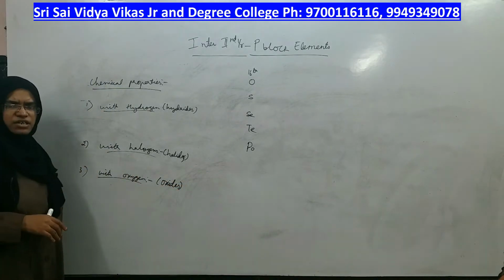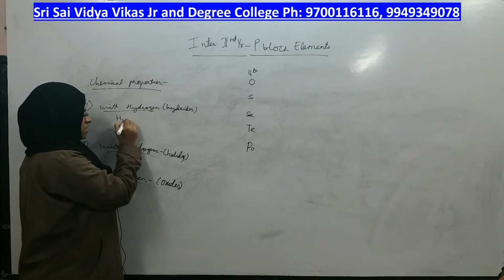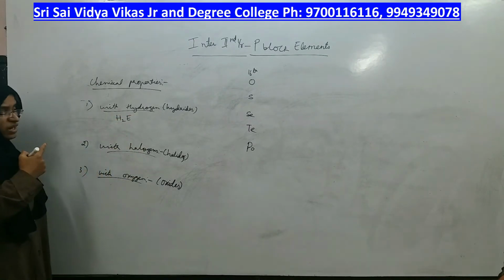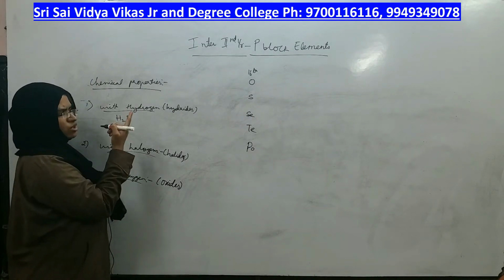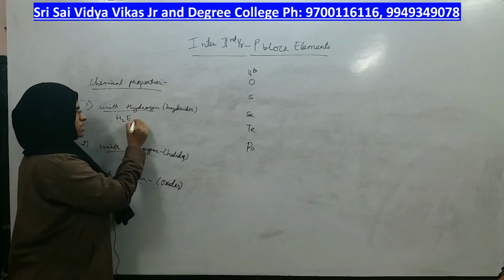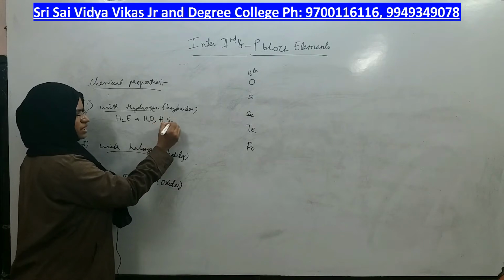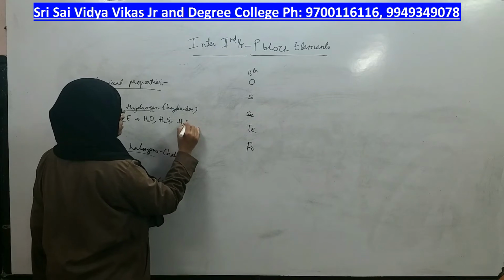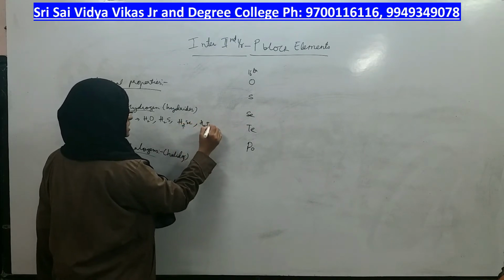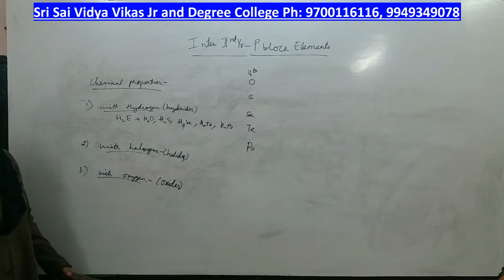When they react with hydrogen, what is the general formula of the hydride? H2E. This type of hydride the 16th group elements make. What is E here? E can be oxygen, sulfur, selenium, tellurium, polonium. Let me write: H2O, H2S, H2Se, H2Te and H2Po. Right? These are the hydrides of all the group elements.